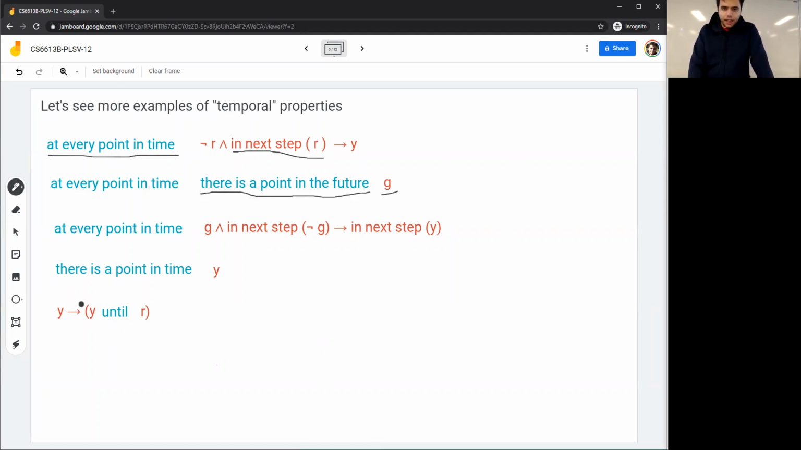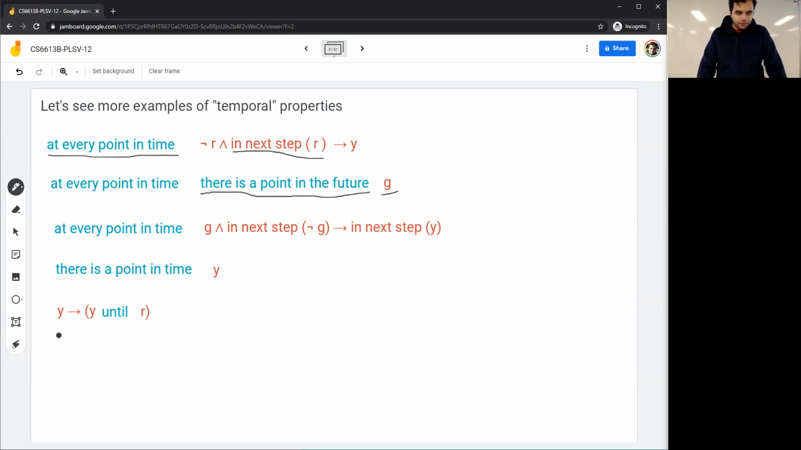Okay. And of course, we can have many combinations of this. For example, this one says that at every point in time, if right now the light is green, and in the next step the light is not green, then in the next step the light should be yellow. So it can't go directly from green to red. It has to go through yellow. This one basically just says that yellow is used at least once. So there is a point in time where you have yellow.